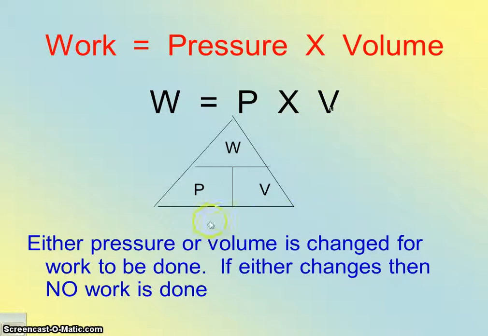If you have trouble with rearranging things, here's the pyramid that you can use to help you. W goes on top, P's on the bottom, V's on the bottom. So it's work equals P times V. If I want to solve for V, it's going to be W divided by P. If I want P, it's W divided by V.